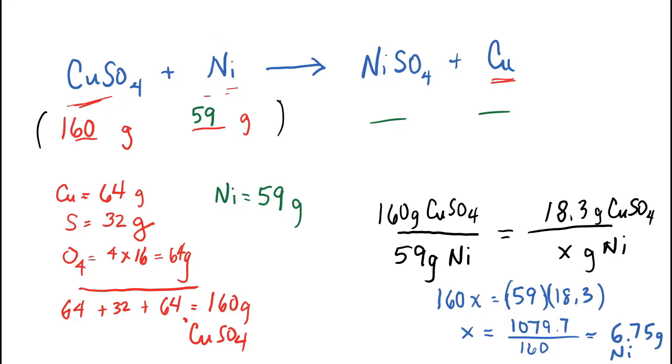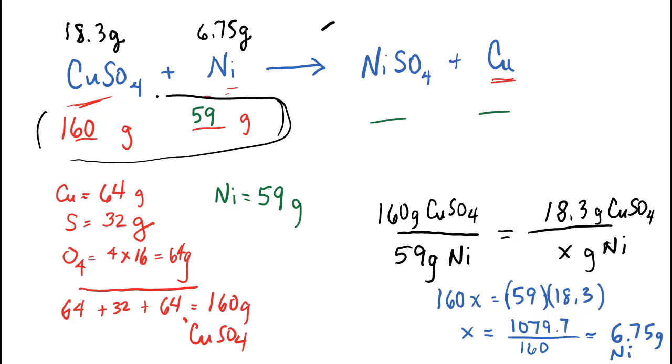Now I'm writing it on the equation where you can more easily see what I've accomplished. What I've found is that if I use 18.3 grams of copper sulfate, I need 6.75 grams of nickel. That keeps it in the proper ratio, which I found from the periodic table. So for you, this number that you calculate will tell you how much metal you should put into your reaction, and that'll be good.